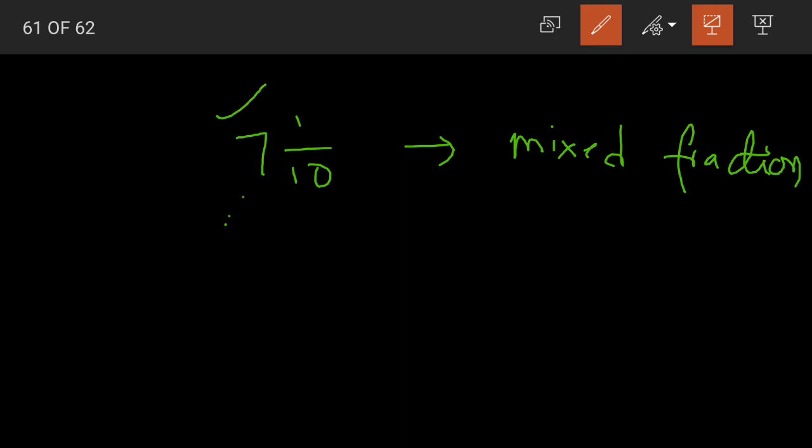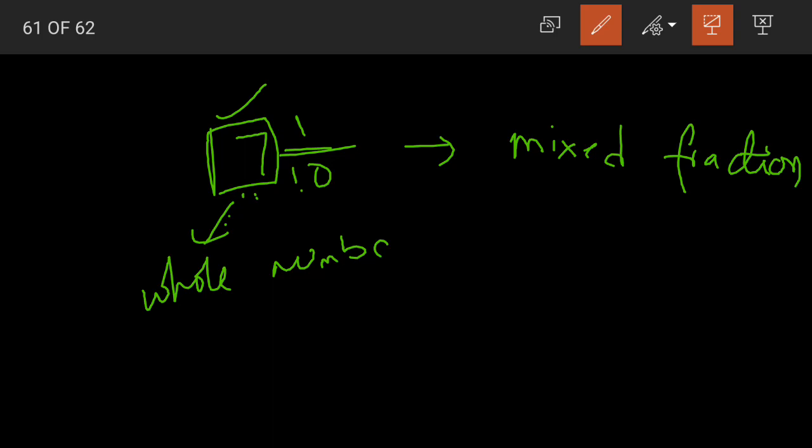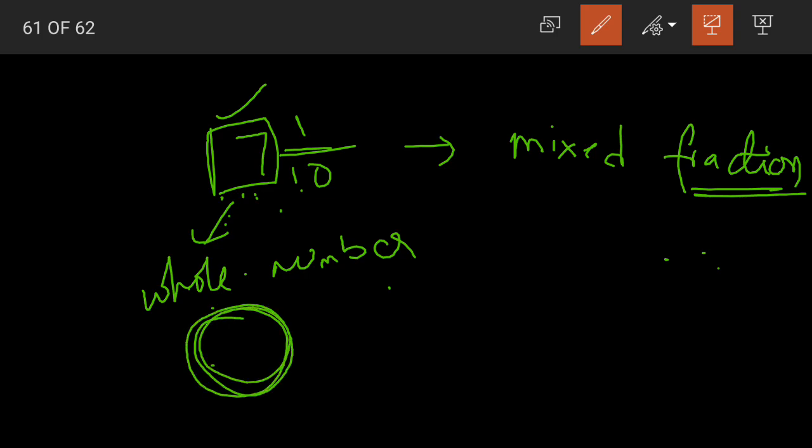How will we read it? First we read the whole number 7 and then we read the fraction 1 by 10. In 7 1 by 10, 7 is our whole number. What does whole number mean here? Whole numbers are all those numbers starting from 0. But from the fractions point of view, whole means a complete one, a complete object which is not divided into parts. So we have 7 wholes, that is, 7 complete objects.